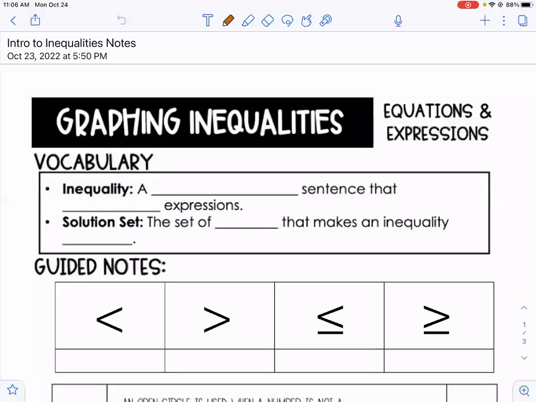Okay, so go ahead and turn to page 1, right? We are going to start our inequalities unit today, okay? And it's going to be so great, okay?